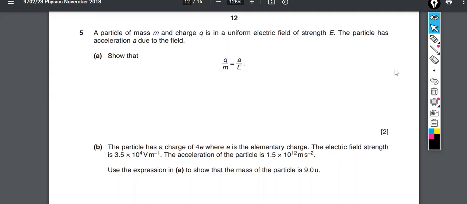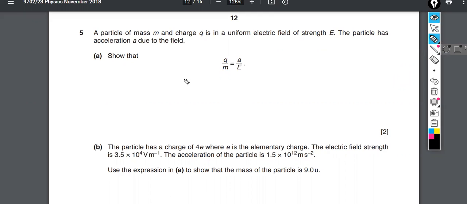And this one reads, a particle of mass m and charge q is in a uniform electric field of strength E. The particle has acceleration a due to the field. Show that q over m is equal to a over E. Okay, so q over m, that's the charge to mass ratio. And here it's suggesting that it's equal to the acceleration per electric field strength. And we have to show that.